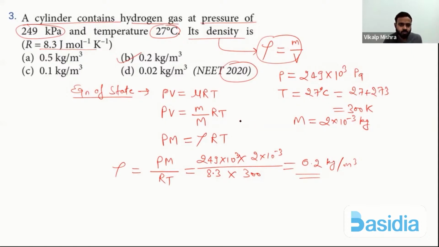So I hope all of you understood these topics: specific heat capacity, state variables, and equation of state. So for today that's it.